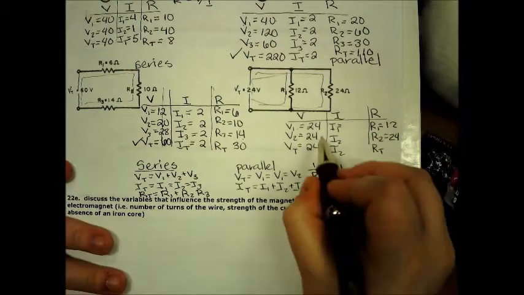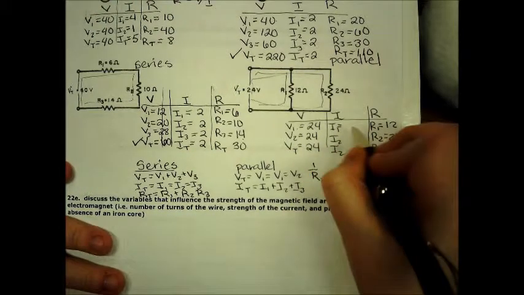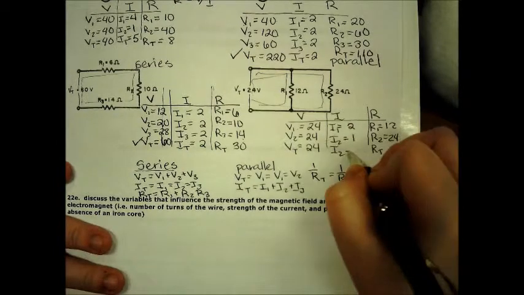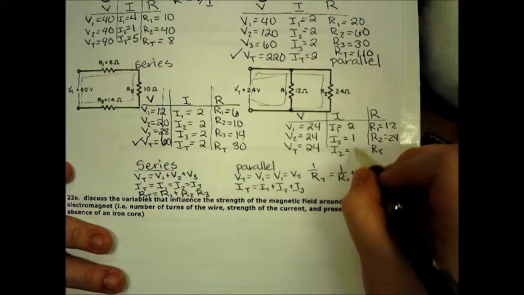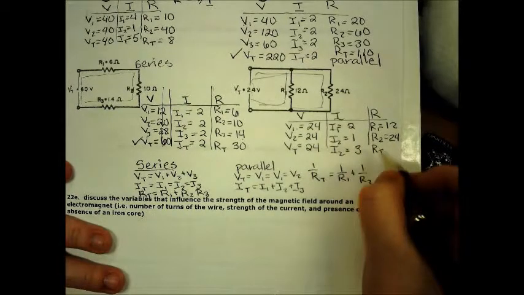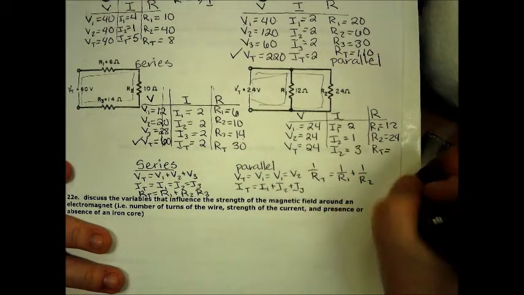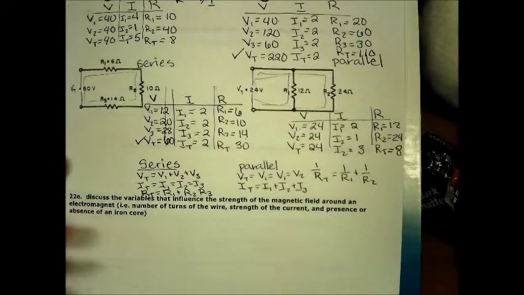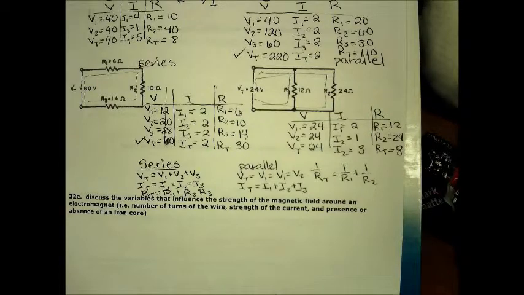So we're going to divide to find the current. 24 divided by 12 is 2. 24 divided by 24 is 1. The current adds up. So 2 plus 1 is 3. Our total resistance is going to be 24 divided by 3, which is 8. Yay!